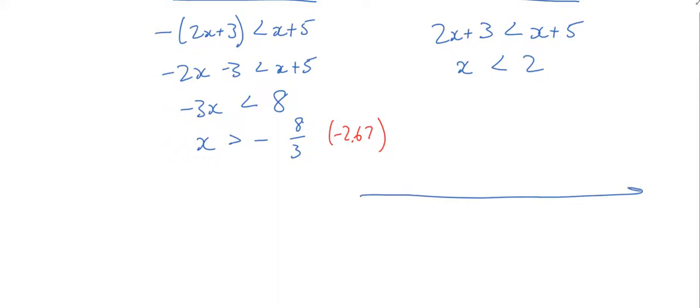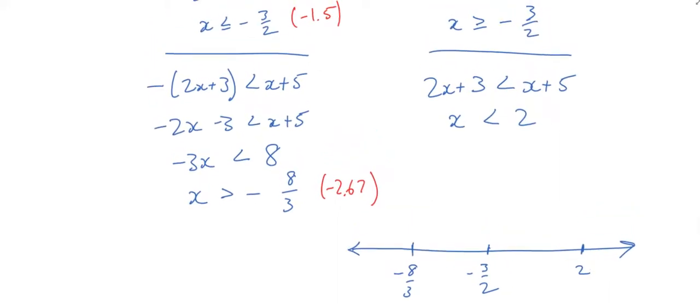Okay, so here's my number line. And it was negative 8 over 3. And negative 3 over 2. And then positive 2. So my solution says x is greater than negative 8 over 3 up until I'm less than or equal to negative 3 over 2. So how do I shade that in? That little part is part of my solution.